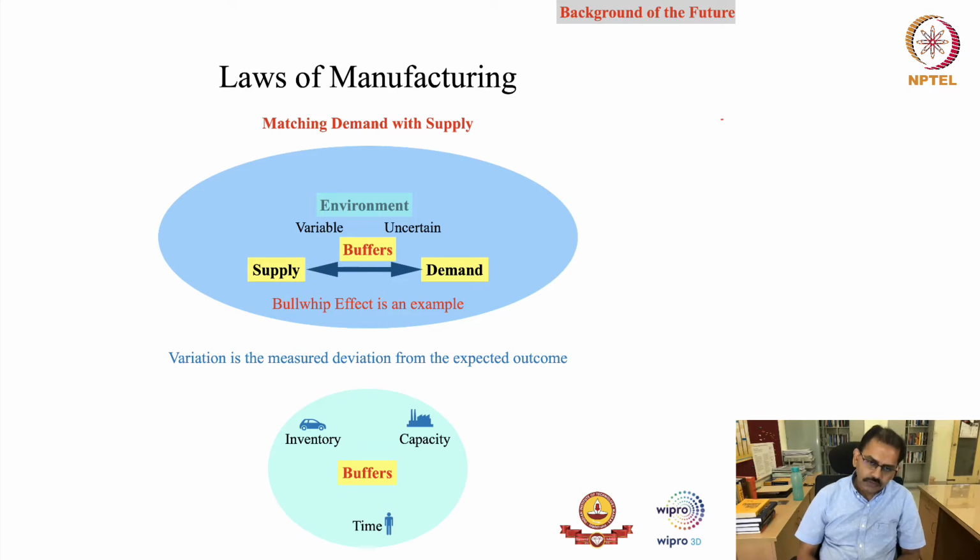So the same logic should be applicable in a manufacturing or a services setting, right? And we normally have three kinds of buffer: an inventory buffer, a capacity buffer, and a time buffer, right? So I'll explain that, right?